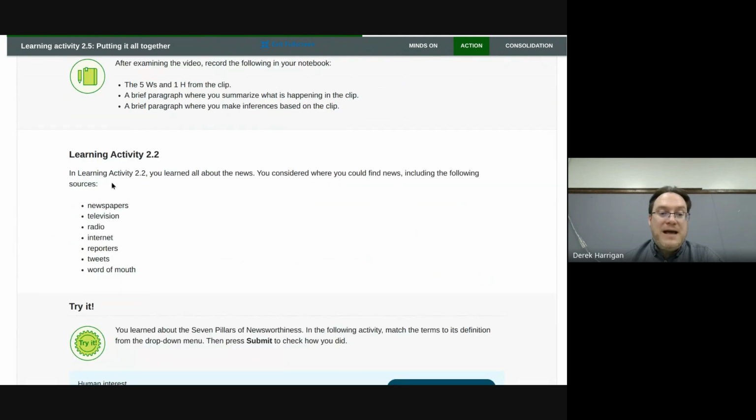In Unit 2, Activity 2, we talked about the news, and we talked about the different types of news sources, whether they be newspapers, television, radio, internet, reporters, tweets, word of mouth. We talked about all the different ways that we can determine whether we're receiving good quality, trustworthy news.